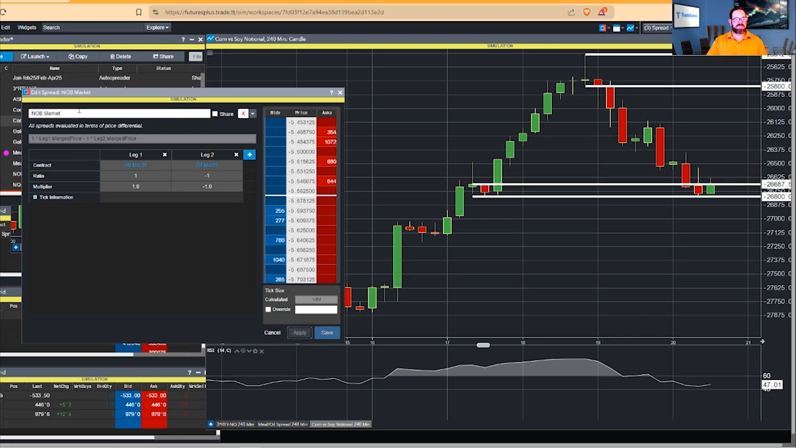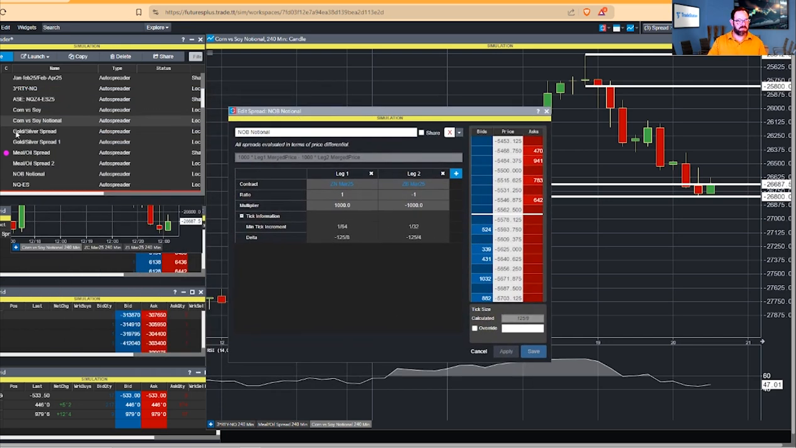And then I'm going to do a second one, and I'll call it knob notional. And I'll actually use the $1,000 per point multiplier right there. And you can see the tick information underneath it if you want. I'll apply that and make sure I took them both. Knob notional.